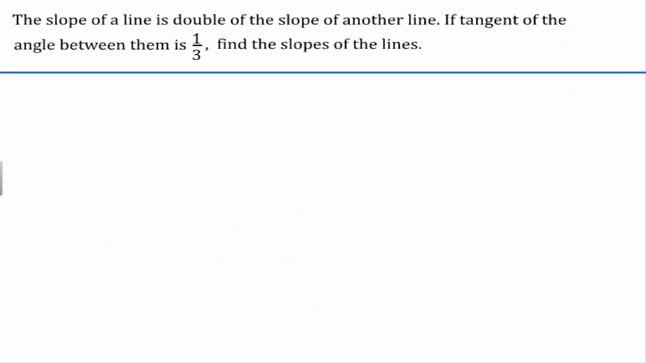Now in this question there are 2 lines. The slope of one line is twice the slope of the other line, and the tangent of the angle between them is 1/3. The 2 concepts are there here. One is that the slope of one line is double the slope of the other line, and the tangent of the angle between them is 1/3. Then we need to find out the slopes of those 2 lines. Let us see the solution for this.